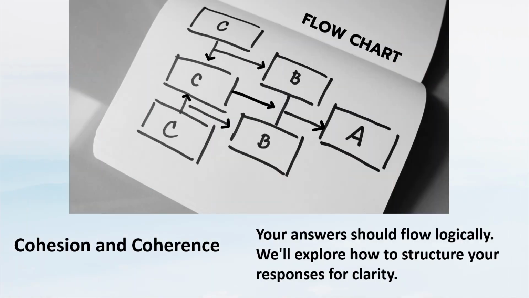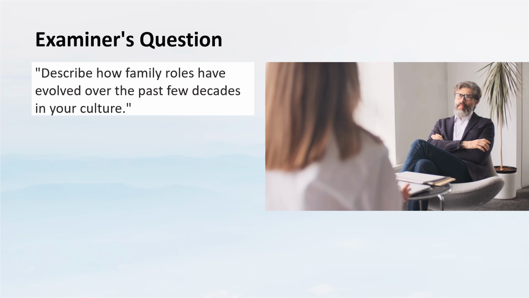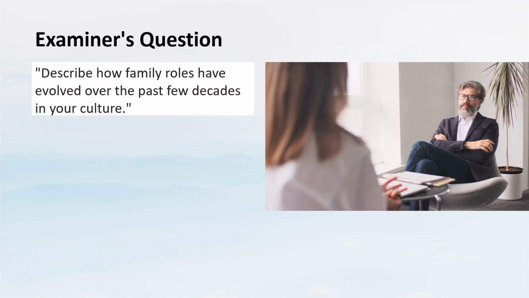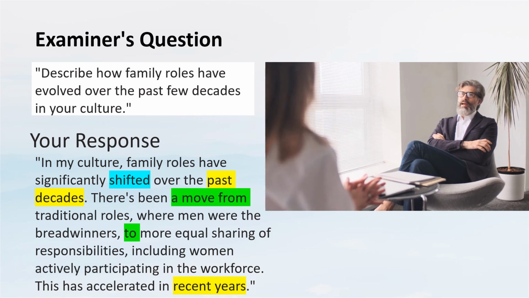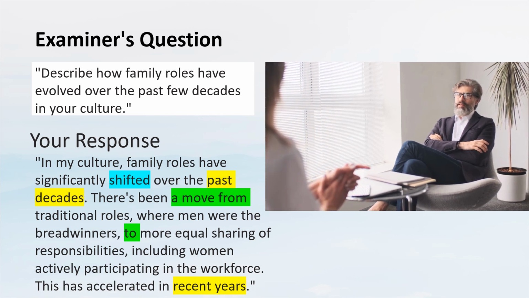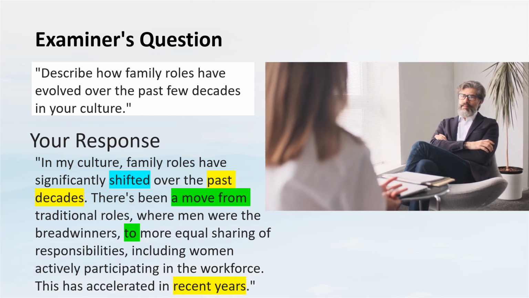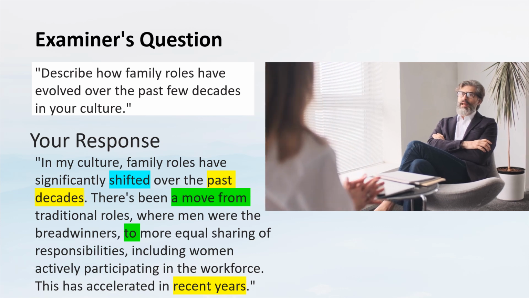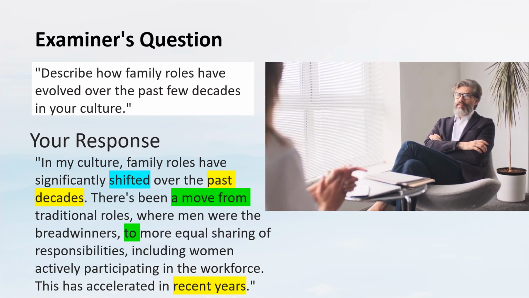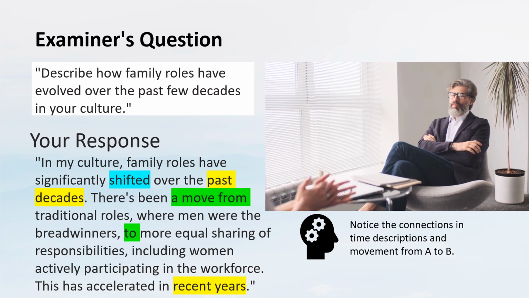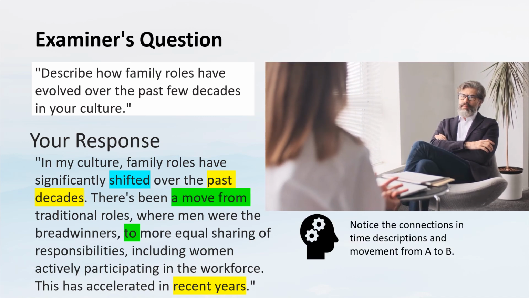With cohesion and coherence, your answers should flow logically. We'll explore how to structure your responses for clarity. The examiner asks, describe how family roles have evolved over the past few decades in your culture. In my culture, family roles have significantly shifted over the past decades. There's been a move from traditional roles where men were the breadwinners to more equal sharing of responsibilities, including women actively participating in the workforce. This has accelerated in recent years. Notice the connections in time descriptions and movement from A to B.